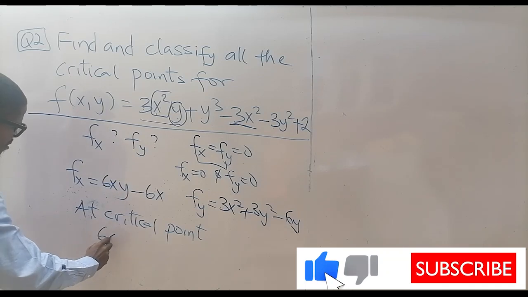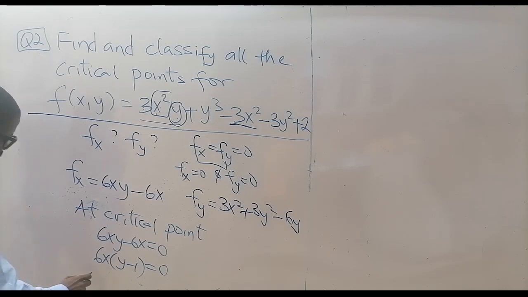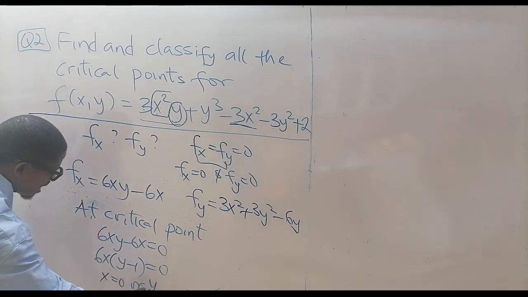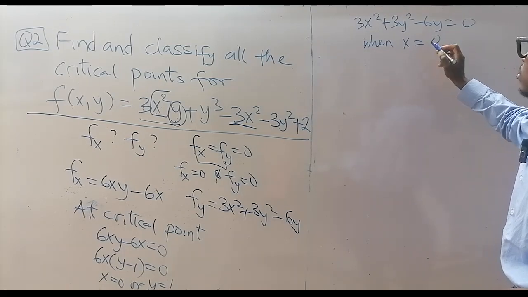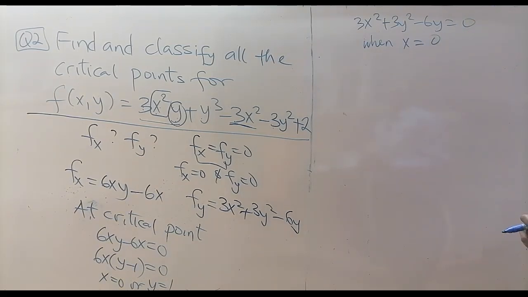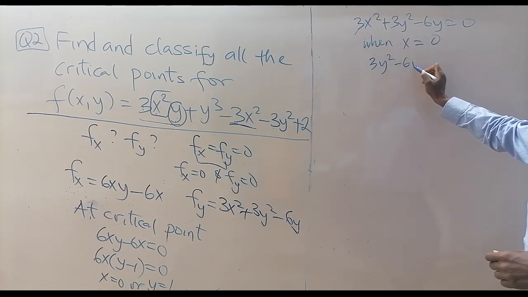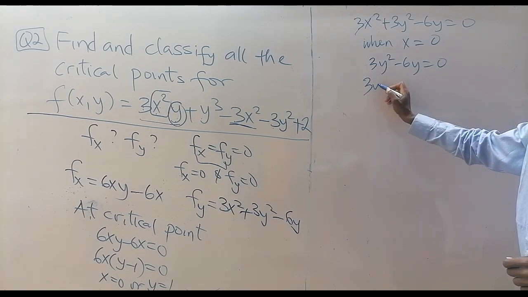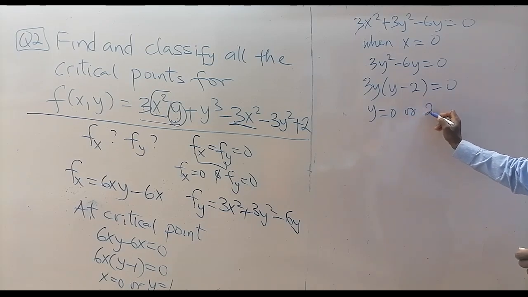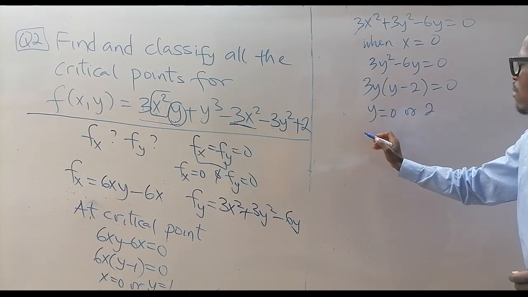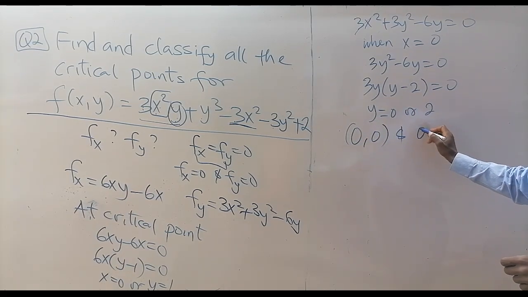For critical points, we have this equal to 0. 6x is common. So x is equal to 0 or y equal to 1. And don't forget the second one also. When x is 0, plug into this place. This will cancel, so we have 3y squared minus 6y equal to 0. We can factorize 3y, and so y equals 0 or 2.